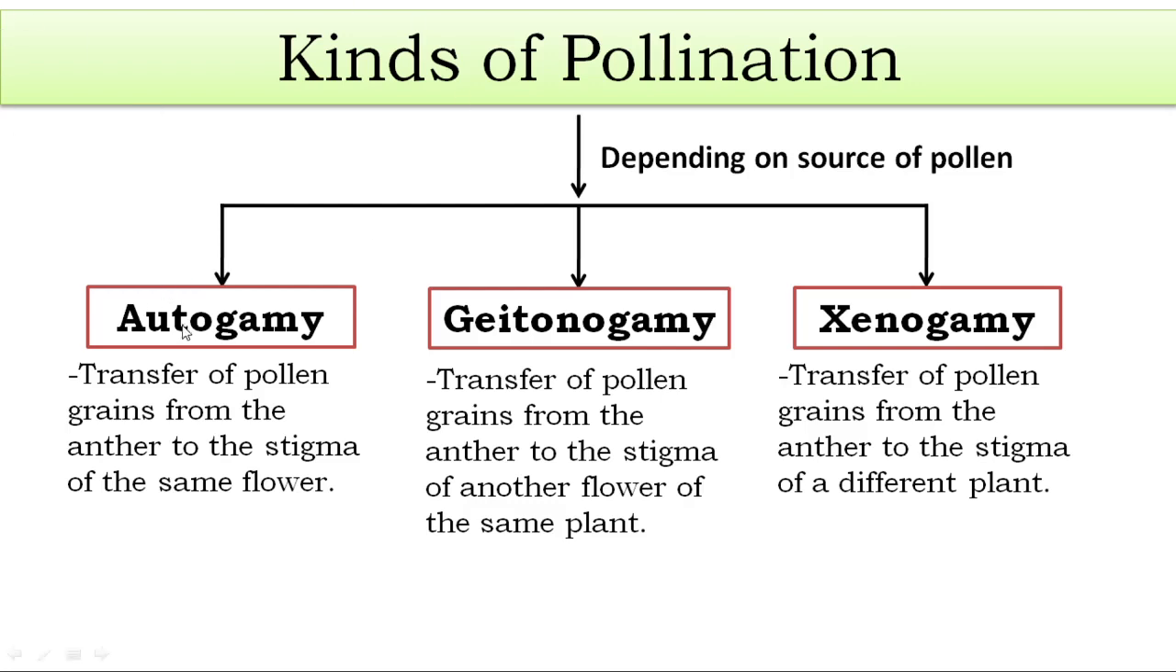Okay, it is clear, right? Within the same flower. Whereas geitonogamy is the transfer of pollen grains from the anther to the stigma of another flower but on the same plant.